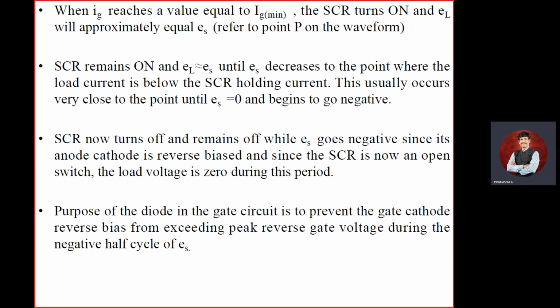The purpose of the diode in the gate circuit is to prevent, see here, why are we using the diode? Why can't we directly give the current to the SCR? See here. Assume I don't have the diode here.